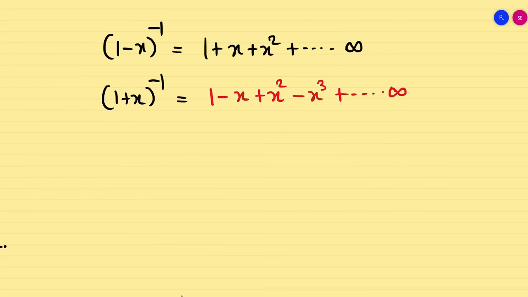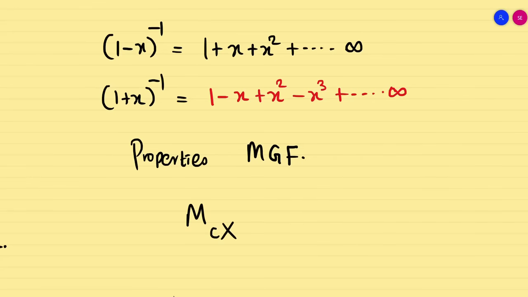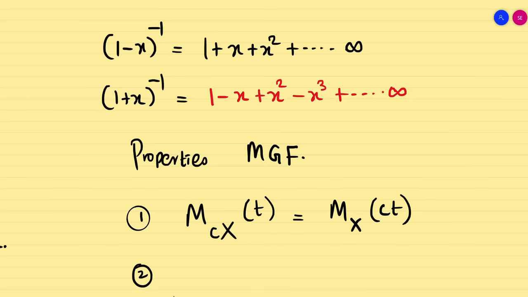Next we need to know the properties of MGF. As usual, properties are for MCQs. We have two properties. First, the simple one: the moment generating function of cX at t is equal to the moment generating function of X with ct, that is M_X of ct. This is the first property, and the proofs are not included in our syllabus, so I'm not giving the proof here, just the result.